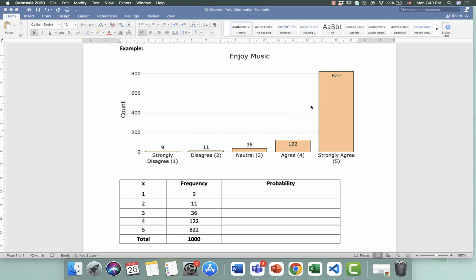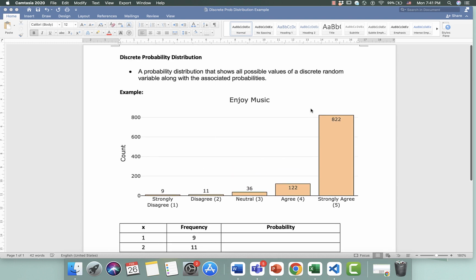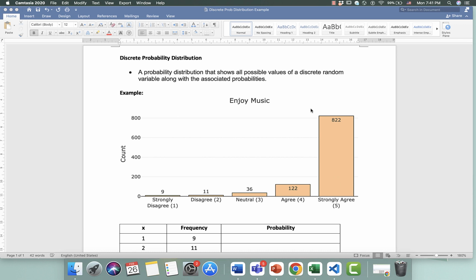I want to go through a quick example of how we can construct a discrete probability distribution from a frequency distribution. Let's look at the definition of a discrete probability distribution. This is a probability distribution that shows all possible values of a discrete random variable along with the associated probabilities. So here we have a histogram or bar graph that shows the counts for each of the ratings.